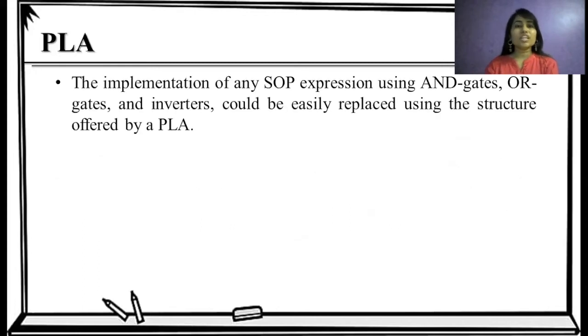The implementation of any SOP expression using AND gates, OR gates and inverters could be easily replaced by using the structure offered by PLA. Here we have a PLA structure which includes AND, OR and inverter. So we can use this PLA circuit rather than using individual gates. So using this PLA we can implement the SOP expression.